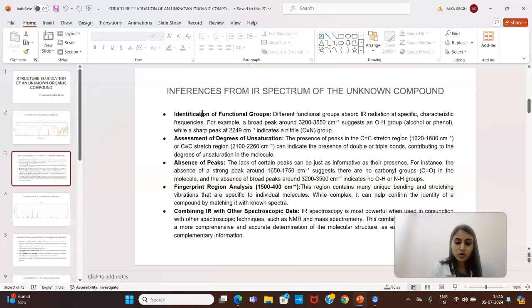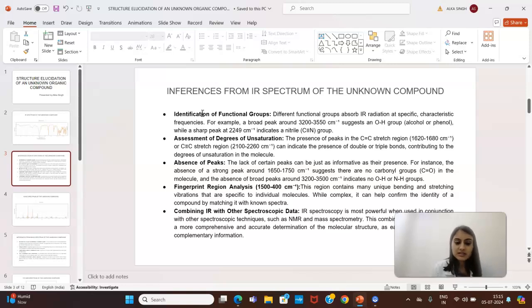The second is assessment of the degree of unsaturation. The presence of a peak in the C=C stretch region, which is 1620 to 1680, or the C≡C stretch region can indicate the presence of double or triple bonds, contributing to the degree of unsaturation in the molecule.